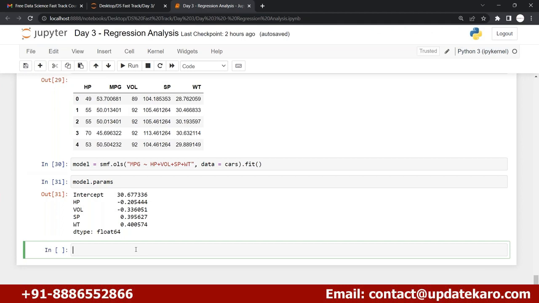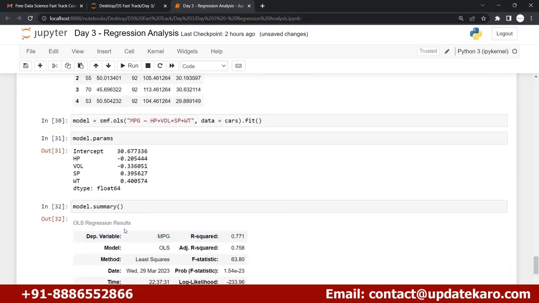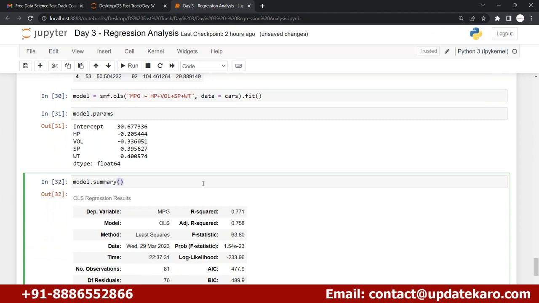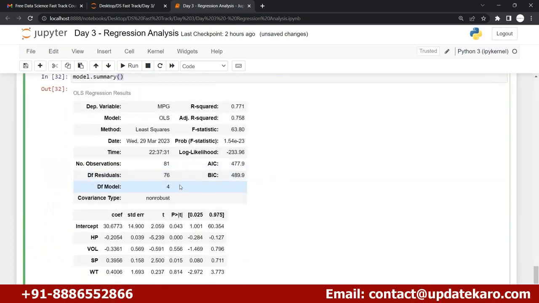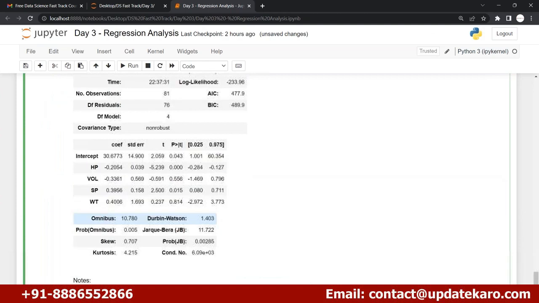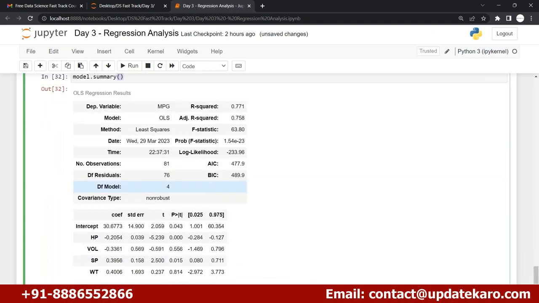Now guys, let me go with the summary. model.summary, and summary is a method, so that's why I have to use the round brackets. Now here you can see I again got the same output, the same summary. I got the dependent variable, which is nothing but the miles per gallon. My model is ordinary least squares. My method is the least squares method.